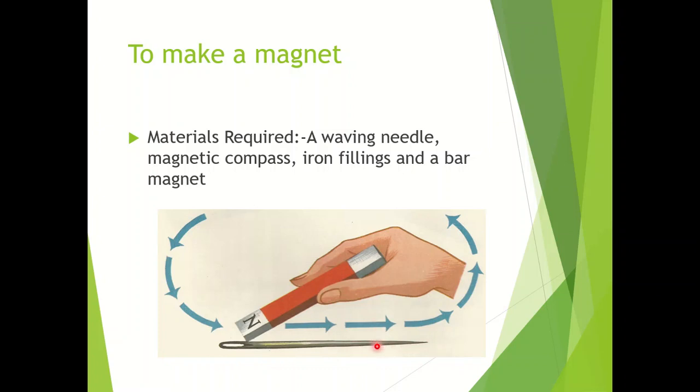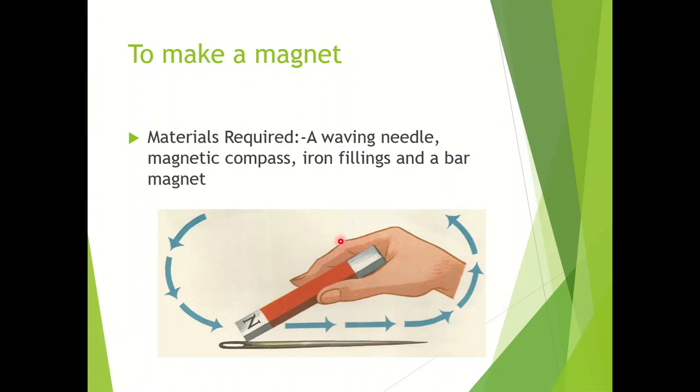So how can we find out that this weaving needle has been magnetized? For this purpose, we will bring some iron filings near the weaving needle. These iron filings will be attracted towards the weaving needle. If these iron filings get attracted towards the weaving needle, it means the weaving needle has been magnetized.